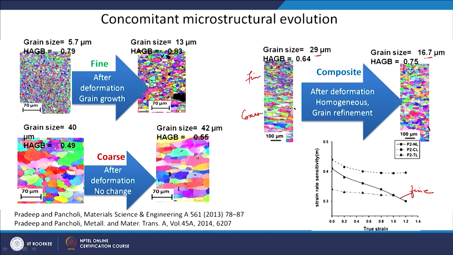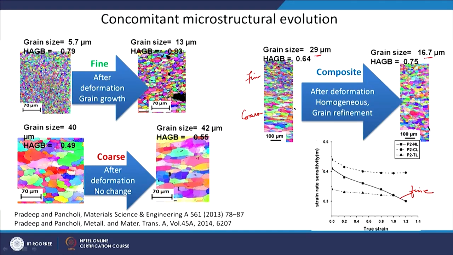In the coarse grain material, of course, the M was low from the beginning and it remains low throughout the deformation process. There is no change in the microstructure. Whereas, in the composite, the strain rate sensitivity remains continuously high, more than 0.4. And the reason for this continuously high M is because you are continuously refining the microstructure through the CDRX process, feeding the material with fine grain size microstructure, and that is what is helping M to remain high during the whole deformation process. So, this is what is helping to achieve higher ductility in the composite microstructure.